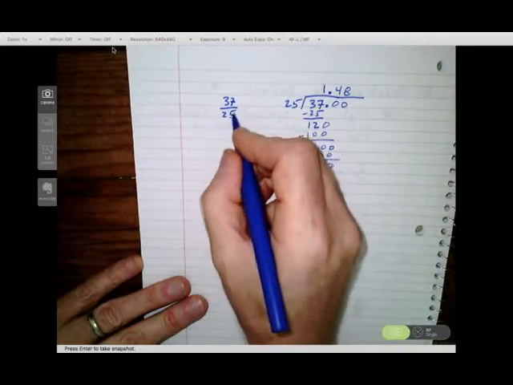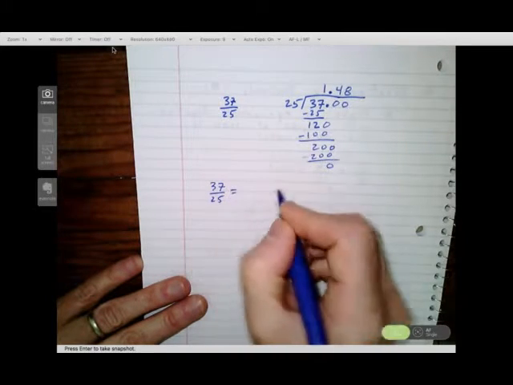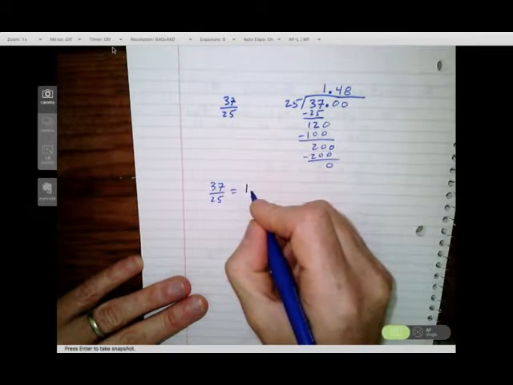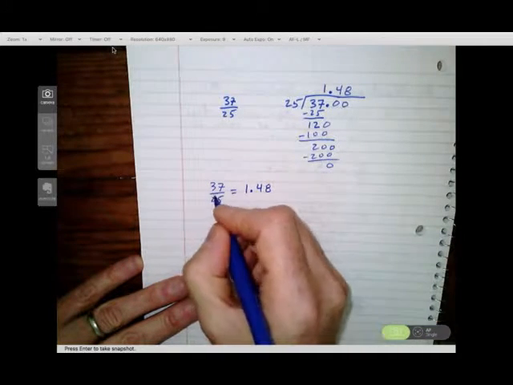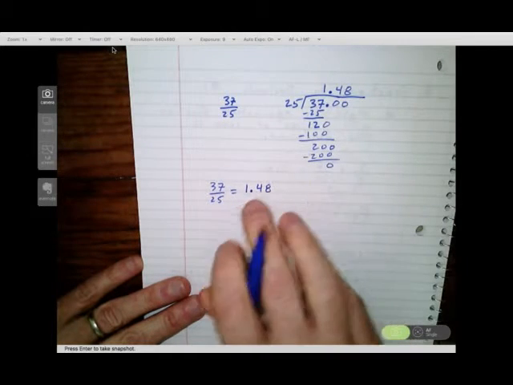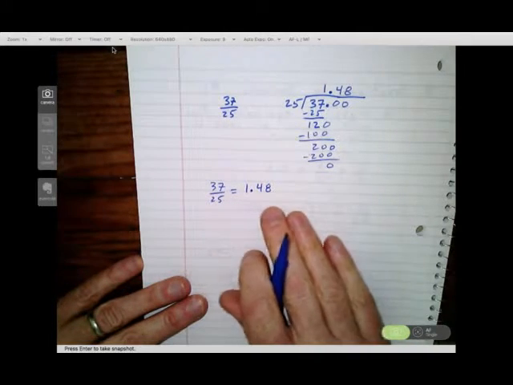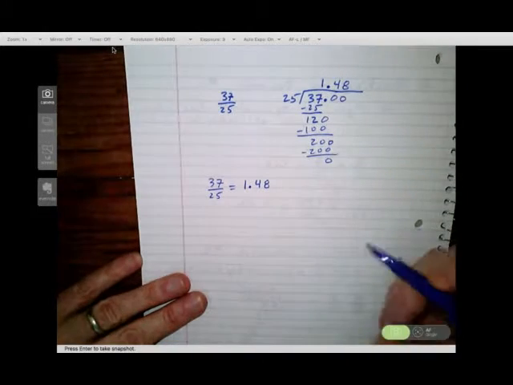So 37/25 is going to be the decimal 1.48, or 1 and 48/100. I suppose if you wanted, you could have converted this to a mixed number first, and then converted the fraction part of that into a decimal separately. You'd get the same thing. I just like to do it all in one step.